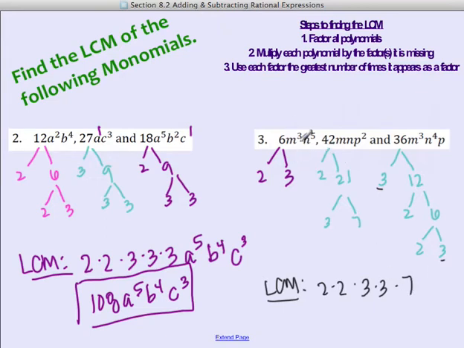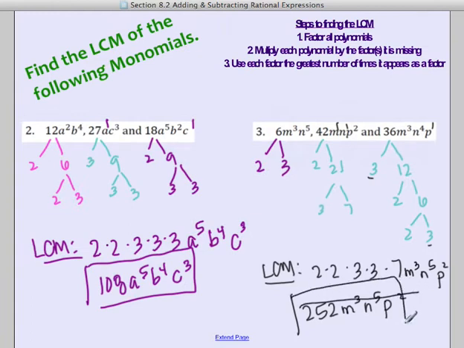And then I look, well, there's an m to the third, m to the first, m to the third. So I write down m to the third. N to the fifth, n to the first, n to the fourth. The biggest one is n to the fifth. Then p's, there's no p here. P squared, p to the first, so my largest is p squared. And then we type in our calculator 2 times 2 times 3 times 3 times 7, which gives us 252. And then I write m to the third, n to the fifth, p to the second. That is my least common multiple for those 3 monomials.